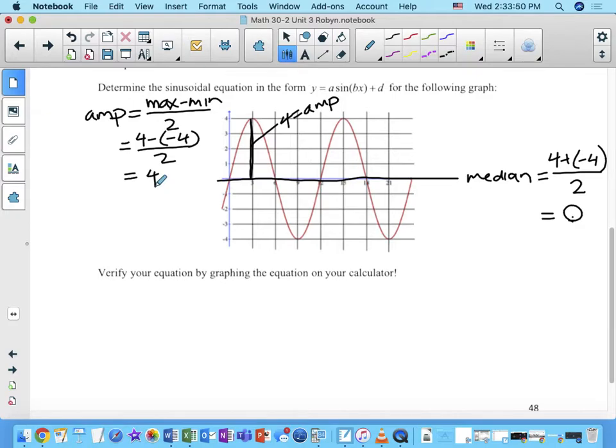Okay, and then finally our period. If I start right here, because that's at 0, that's a nice place to start on the x-axis. I'm on the median, or the midline, and I'm on the upswing. I'm going up, I come back to the median, but now I'm on the downswing, that's no good. Then I come back up to the median, and here I'm back on the upswing again. So that's one period. What's the length of that period? 12, yeah.